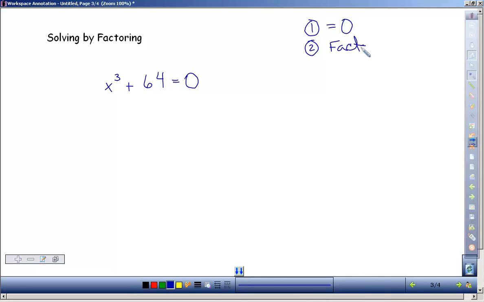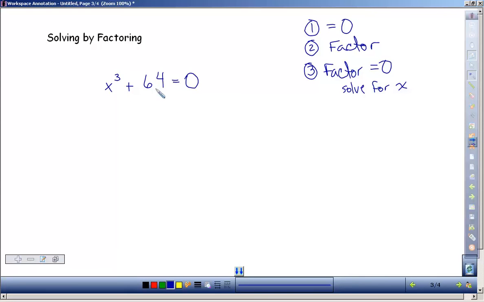Your second step is then going to be to factor whatever polynomial you have on that side. After you factor it, you're then going to set each factor equal to 0 and solve for x. So you're basically trying to break this down into smaller little problems that turn out into nice, neat little equations.